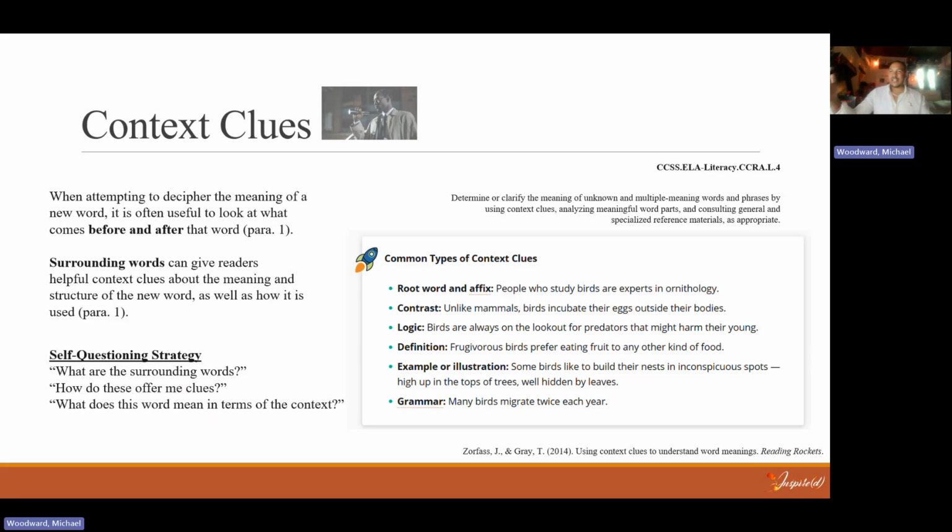So some self-questioning strategies, some things that teachers might want to ask themselves, or that teachers want to ask their children, are: What are the surrounding words? How do these surrounding words offer me clues? What does this word mean in terms of this context? And we can see this through many of the standards that are present within CPALMS here in the state of Florida. Being able to effectively utilize context clues is a foundational skill for great readers. And to me, it's a chain reaction that leads to fluent and independent readers.